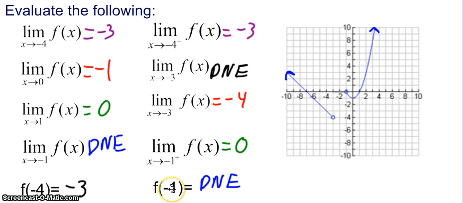And here that gets me to the next question. What is the value of the function at -1? So remember, this is not a limit now. This is actually asking me to evaluate the function, which means when x is -1, what is the y value? Y value doesn't exist. When x is -4, what is the y value? The y value is -3. There we go.